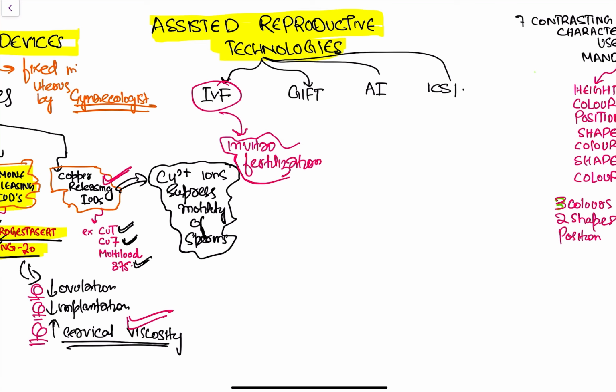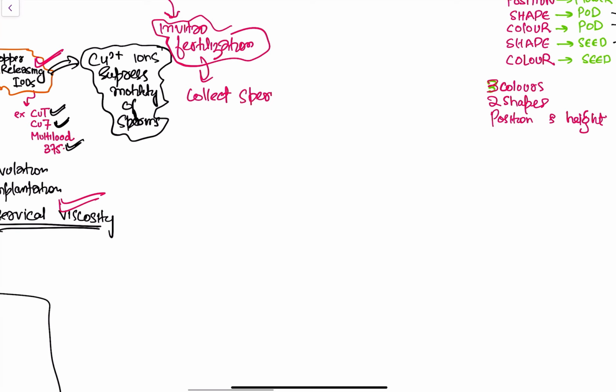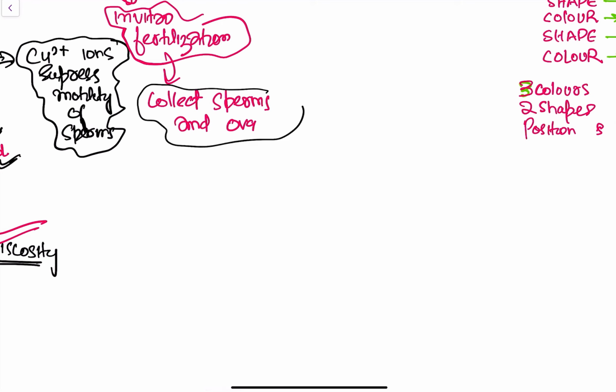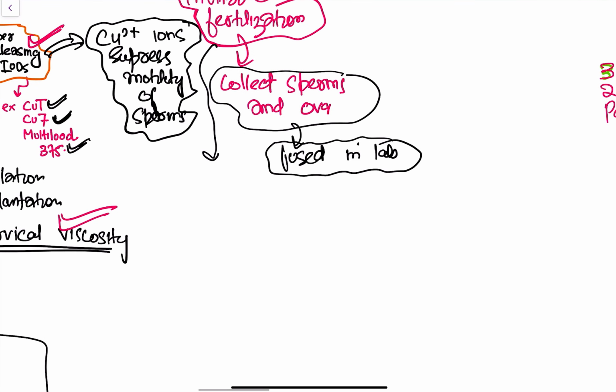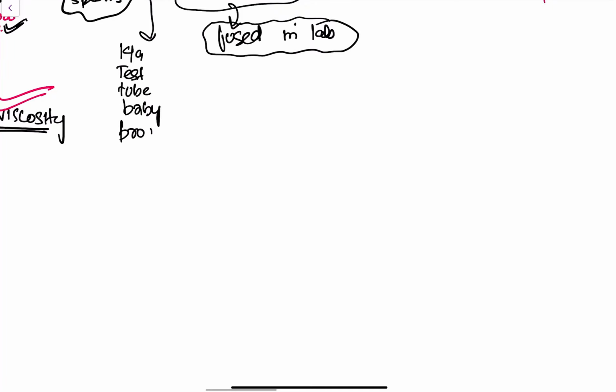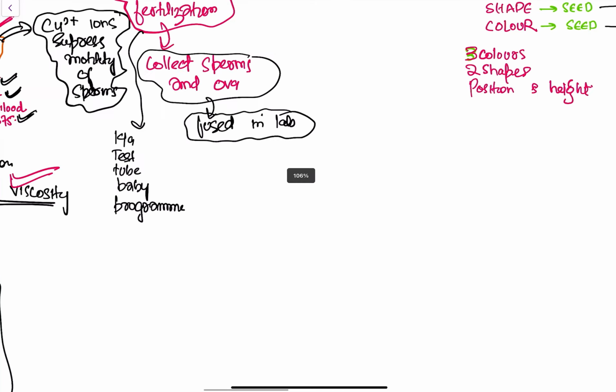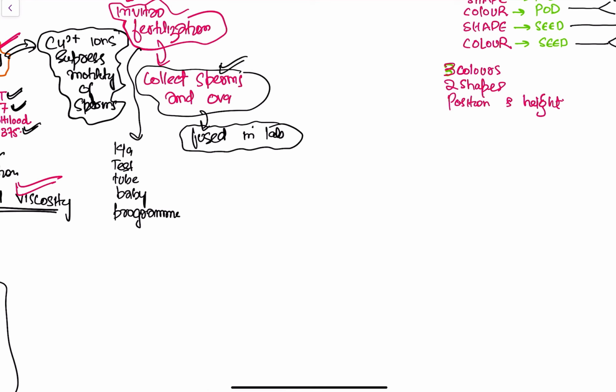What do we do in IVF? We collect the gametes. We collect sperms and ova. They are fused in the lab, in a sterile dish. That's why we also call it the test tube baby program. So we have collected the sperms and ova, fused them in the lab, and we get these embryos.